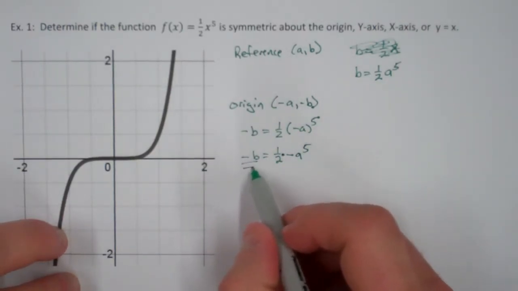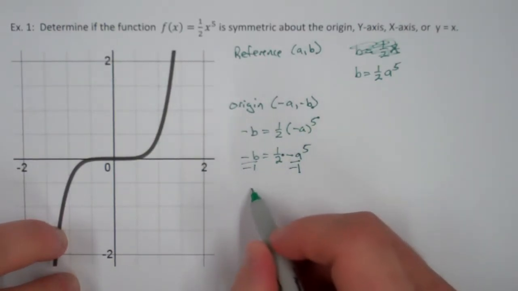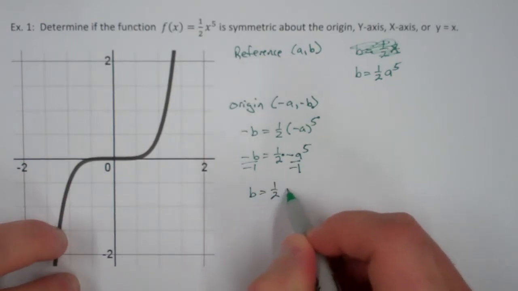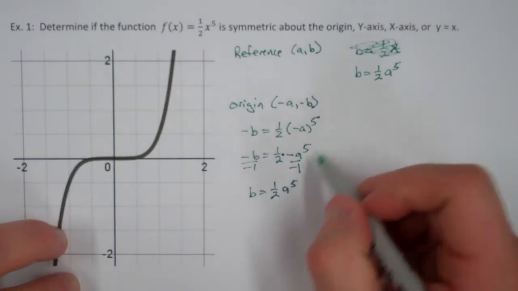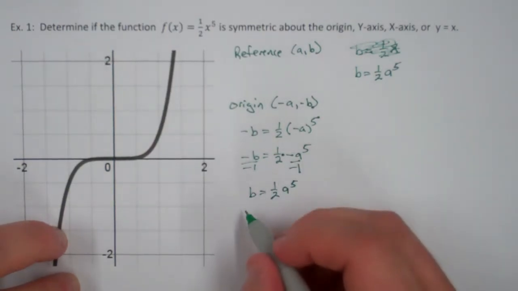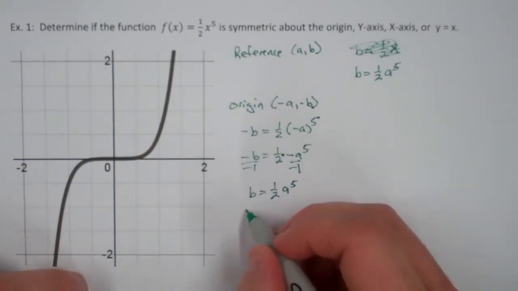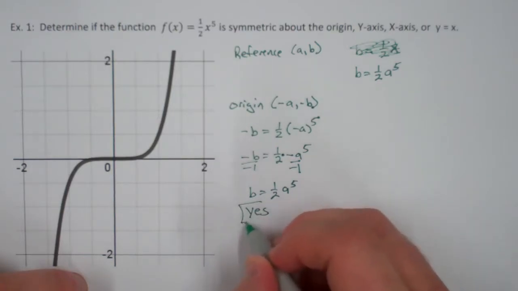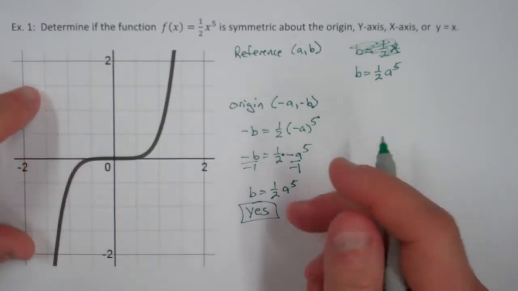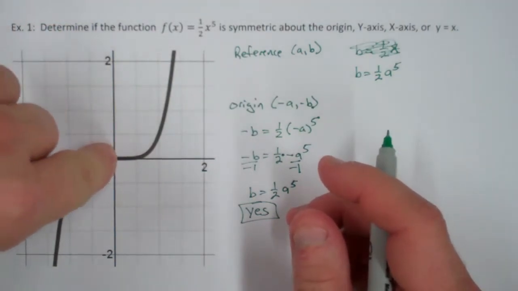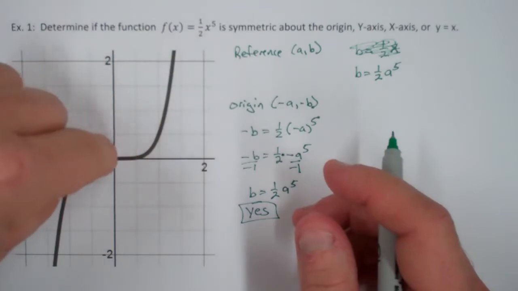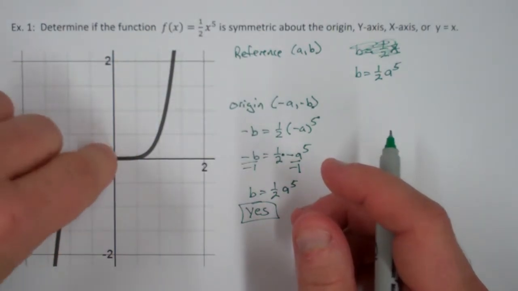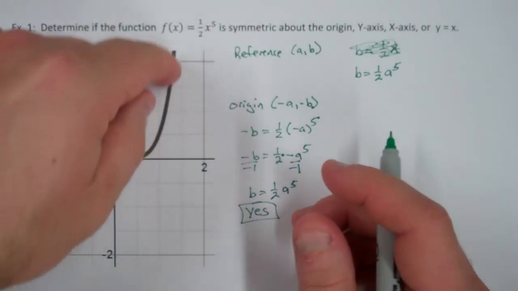I can now divide by -1, and I'll have b is equal to 1/2 a to the 5th power. This is exactly the same as the reference. So we can say, yes, there is symmetry about the origin. You can also look at the graph and notice that around the origin, if you were to rotate this graph, this piece would line up exactly on this other piece, and this piece would line up exactly on that piece.